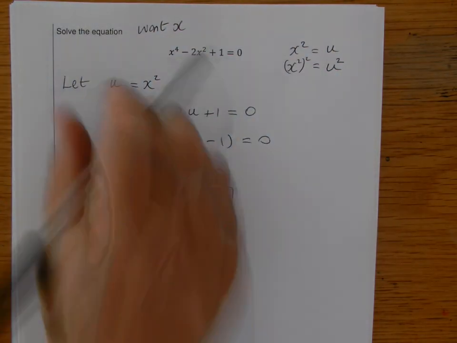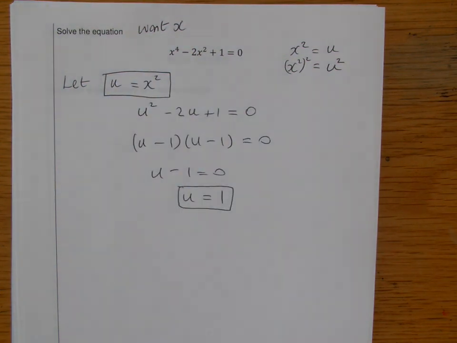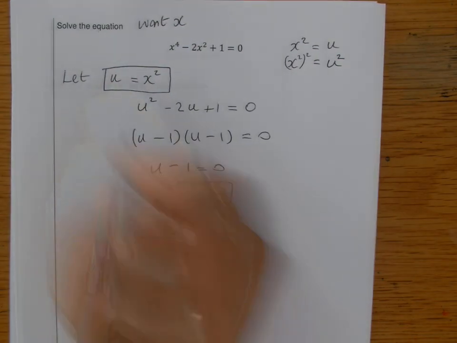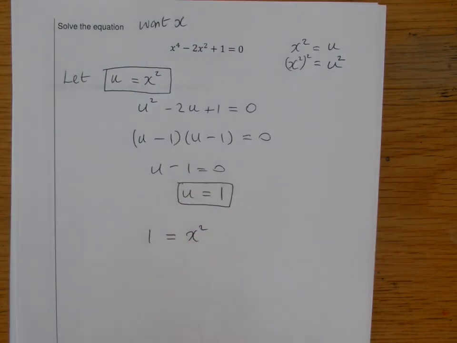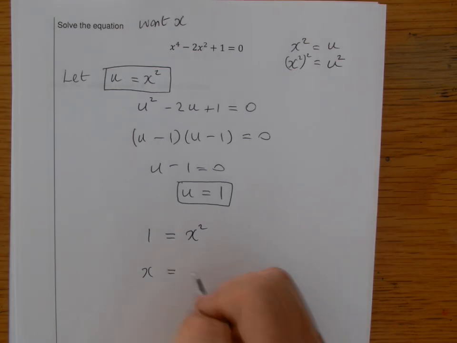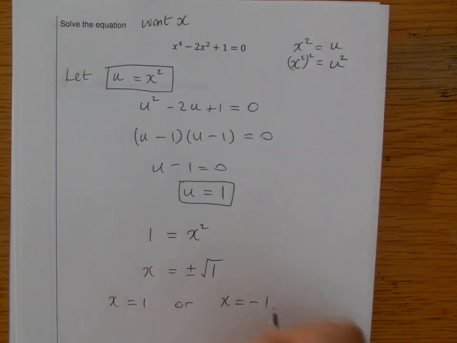So what we're going to do is go back to my substitution, where u is equal to x squared, and then put the value in for u, so x squared will equal 1, and then from there I can work out what x is. So obviously I square root, and we know the square root of 1 is just 1, but remember when we square root we need plus or minus 1, so essentially x will equal 1, or x will equal minus 1.